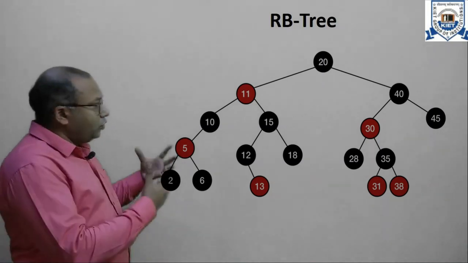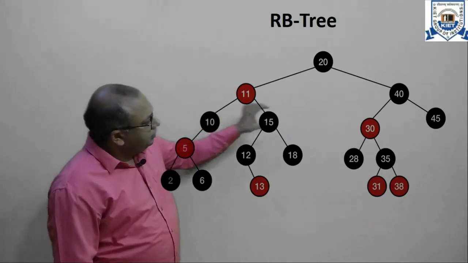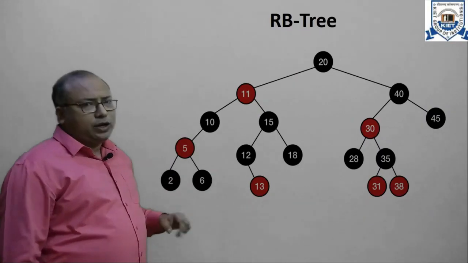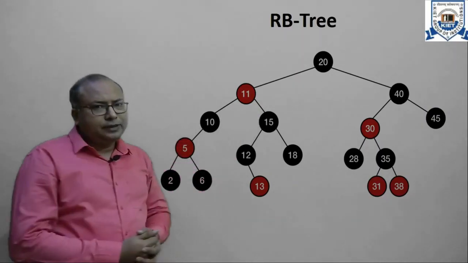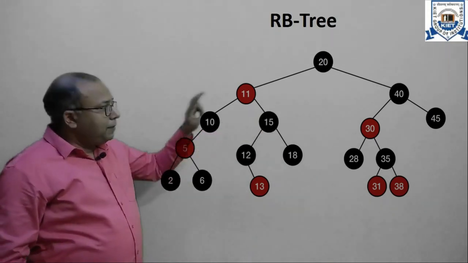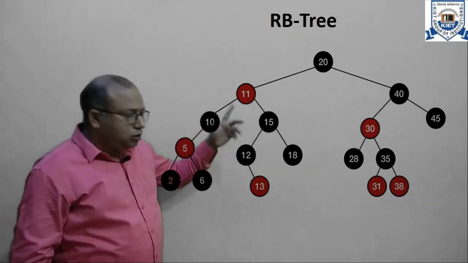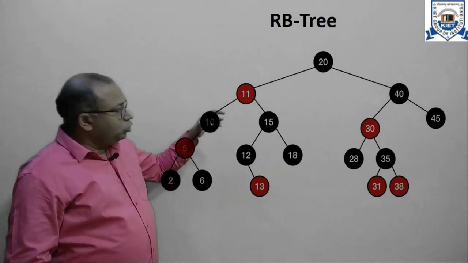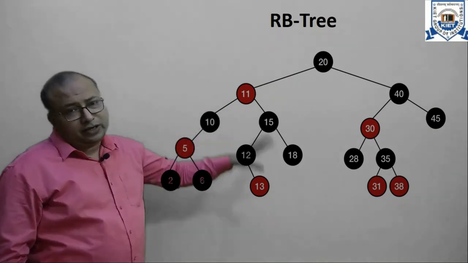And for property number 4, just look at all the red nodes. If you look at the red nodes very carefully, you find both of their children are always black. But there are some black nodes, and for those there is no such rule. Both of the children can be red, or both can be black, or one of the children can be red and the other one black.